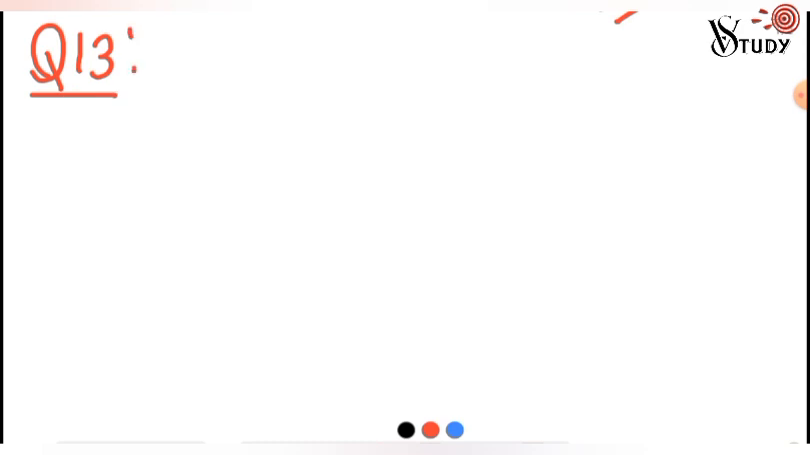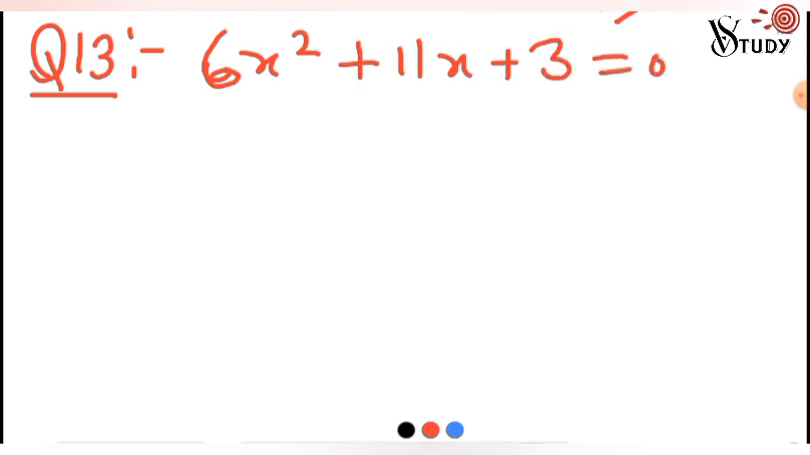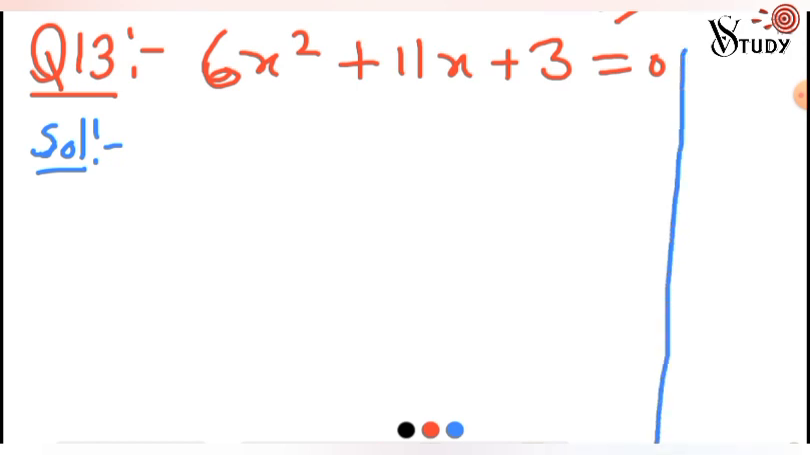Problem number 13 from R.S. Aggarwal book, chapter quadratic equation, exercise 4A. Question number 13 is 6x square plus 11x plus 3 equal to 0. So I'll teach you that first you have to make a strategy before solving this quadratic equation, and the strategy here is that we have to multiply the coefficient of x square and the constant term. So when 6 is multiplied by 3, we have 18.